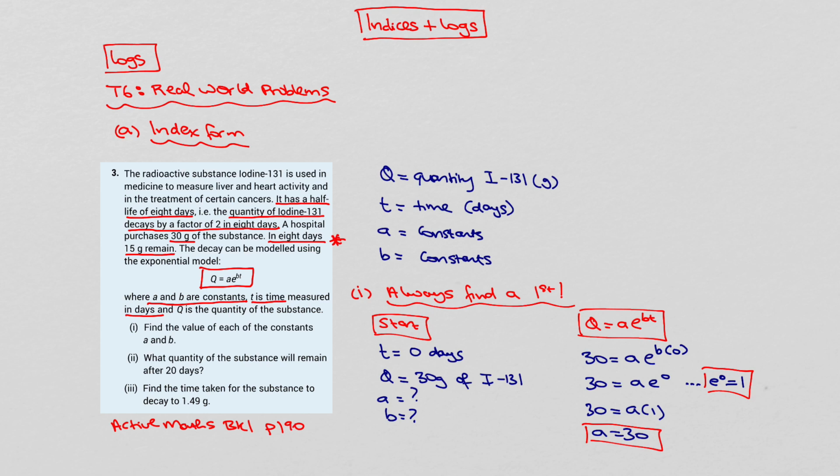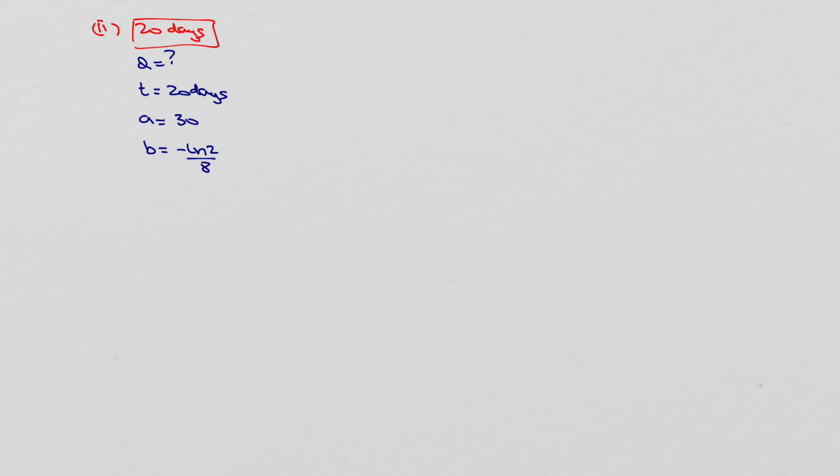Okay, so if we go back to our question, we've now done part 1, so I'm just going to tick that off. So part 2 says what quantity, so quantity means we're looking for Q, is going to remain after 20 days. So our time is going to be 20 days. We're looking for Q. We've established that A, our constant, is 30. And we've just established b, the constant, and I'm going to take it as minus natural log of 2 over 8. So this is going to be the most accurate value unless stated otherwise in the question.